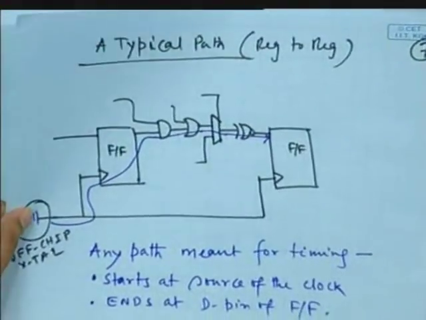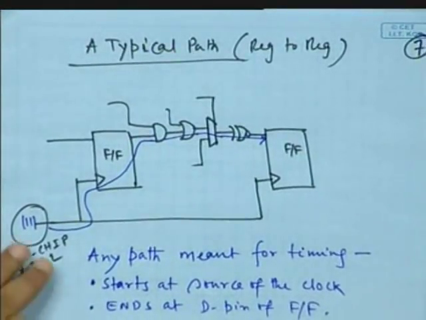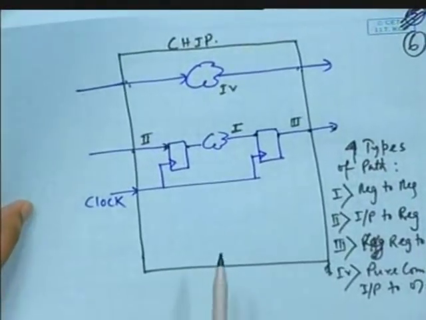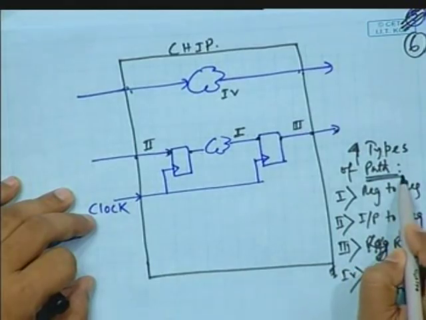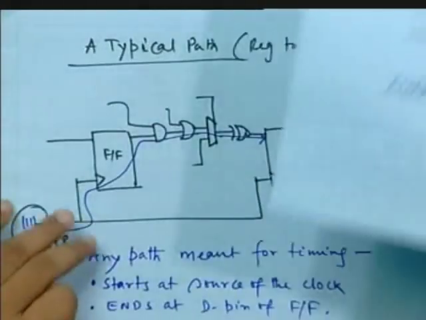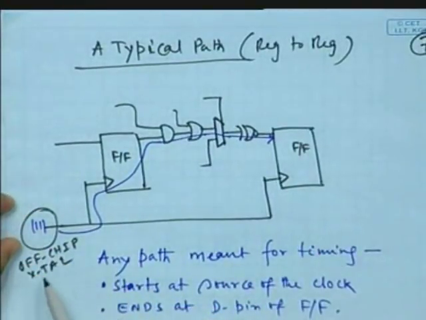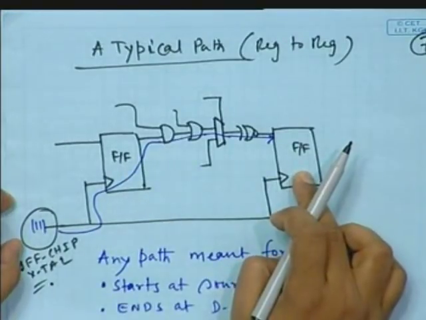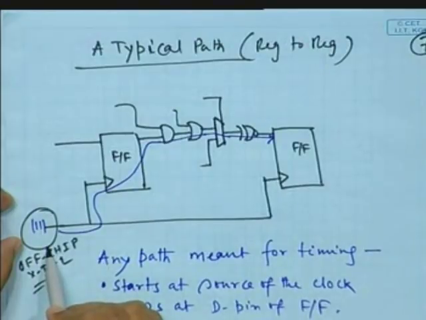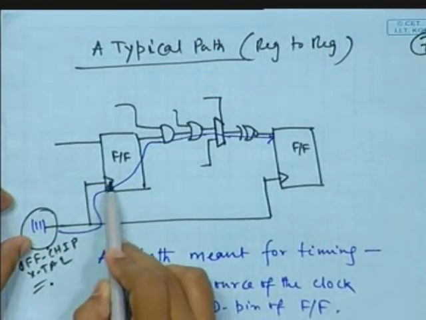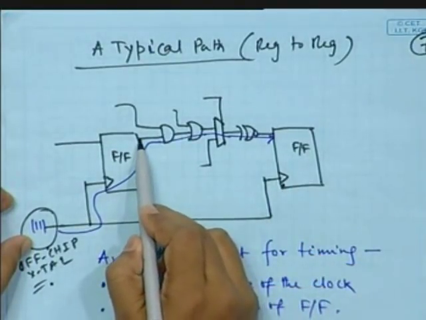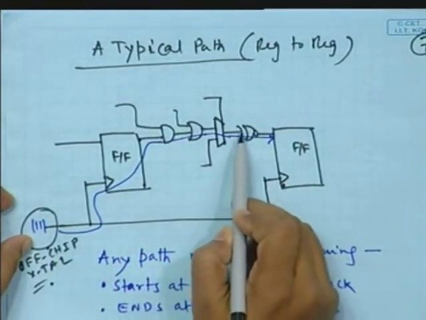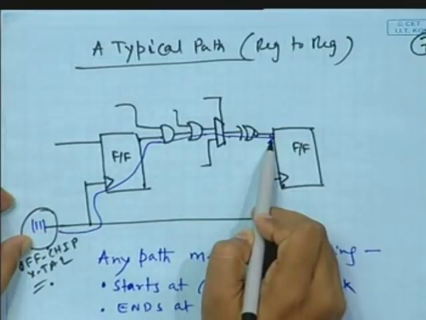So when I say a typical path, what we'll be doing inside our ST engine is meeting all the timing constraints in these paths. Four types of path I have said here. So what does it mean by a path? Here is the off-chip crystal oscillator, and this is one flip-flop, there is another flip-flop. From the oscillator, the clock is coming and going to this point as well as to this point. This flip-flop is throwing the data, going through AND gate, OR gate, MUX, some XOR gate, and it's coming to this flip-flop.